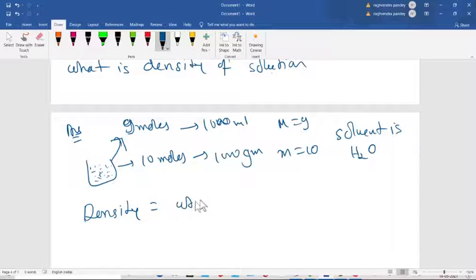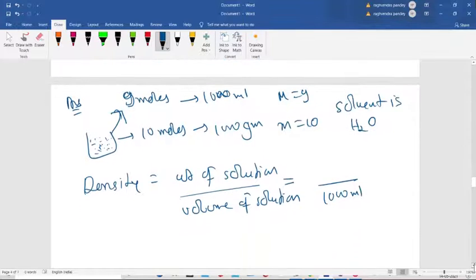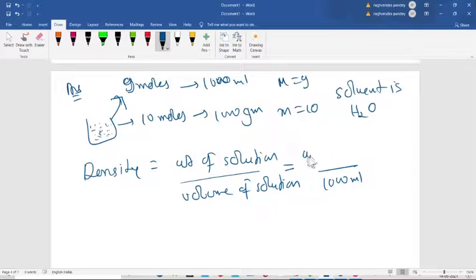Density is your weight of solution divided by volume of solution. Okay, weight of solution divided by the volume of solution. So volume of solution is 1000 ml. Now, what is the weight of solution that you have to tell? Weight of solution is your weight of solvent, meaning water, plus weight of solute.